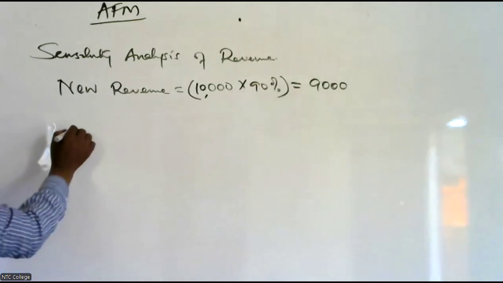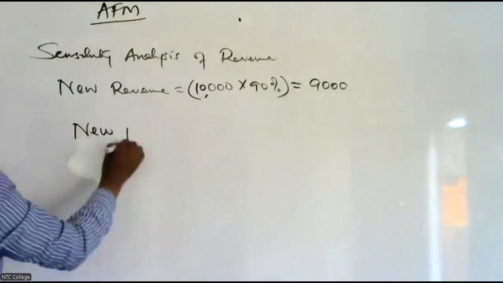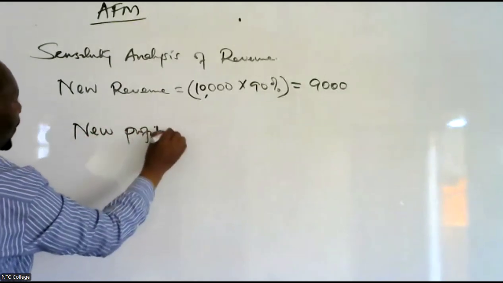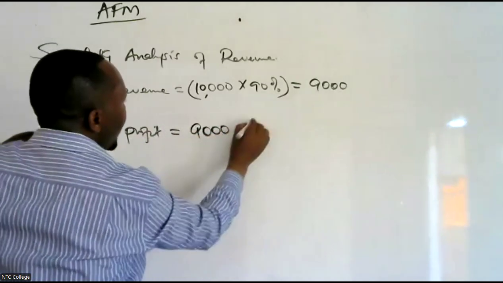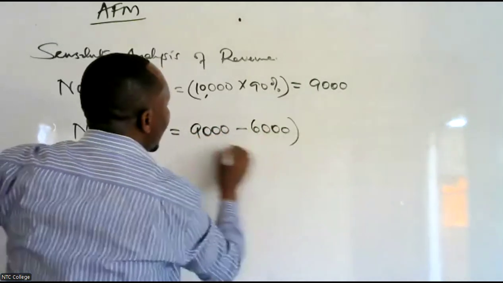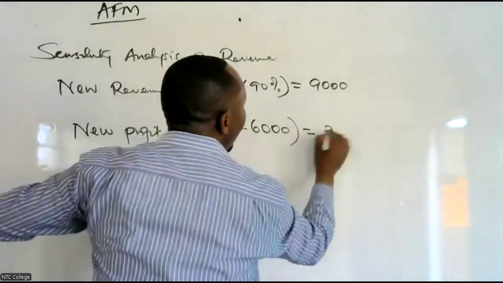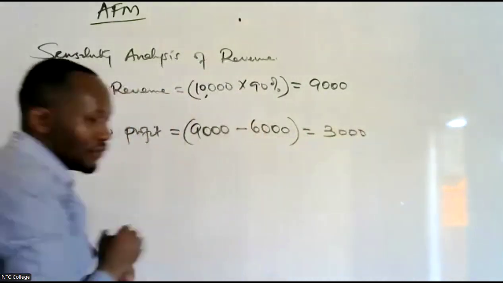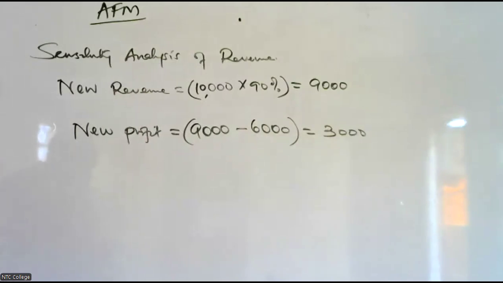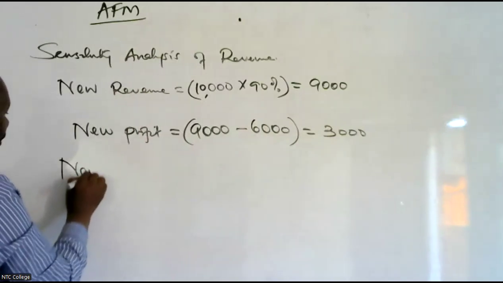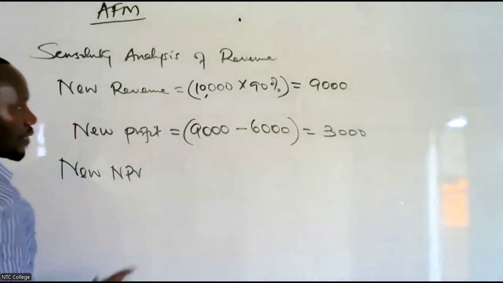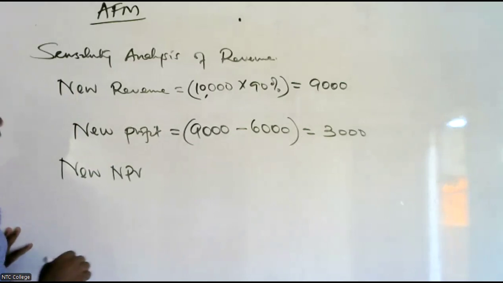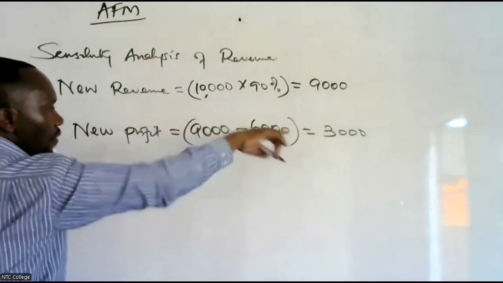So that means that our new profit. Are you seeing the step? New profit is now the revenue, which is now less, minus 6,000. The cost remains, and that will be 3,000. You are together? So from that point, we can say that now new NPV, this was the free cash flow, which is the profit. The other one was 4,000. Right now, this one is 3,000.